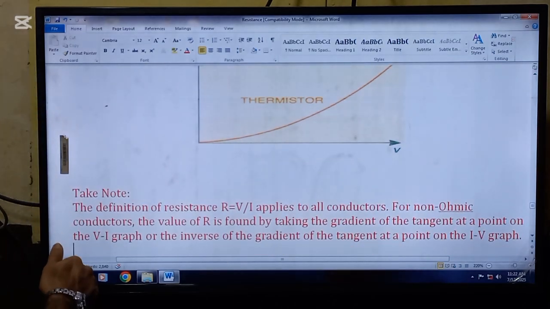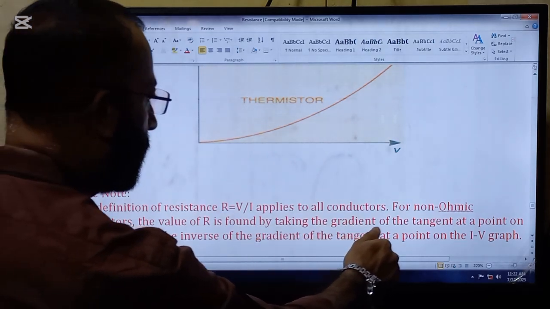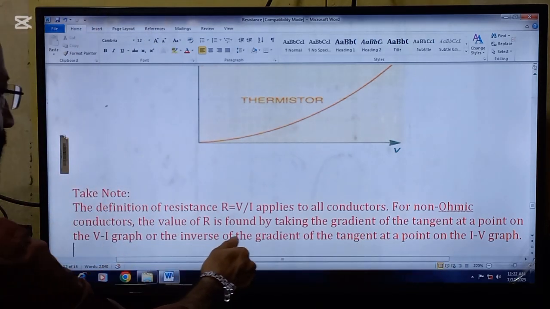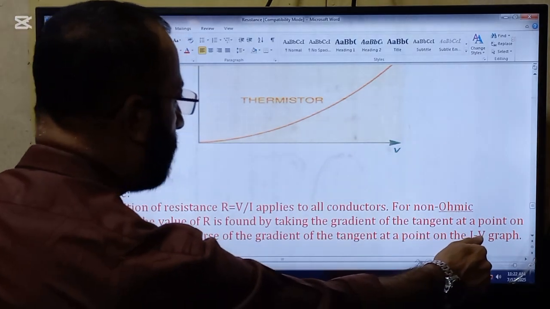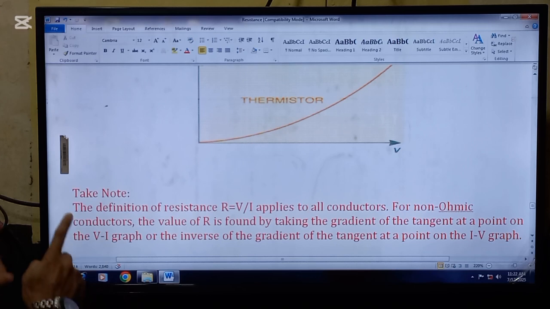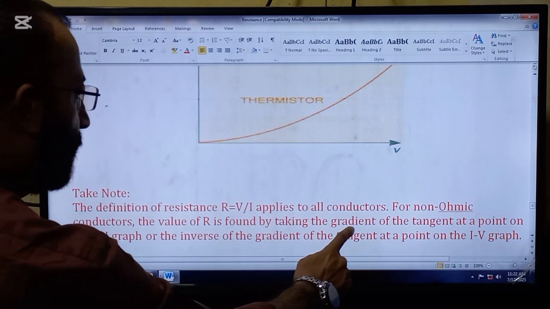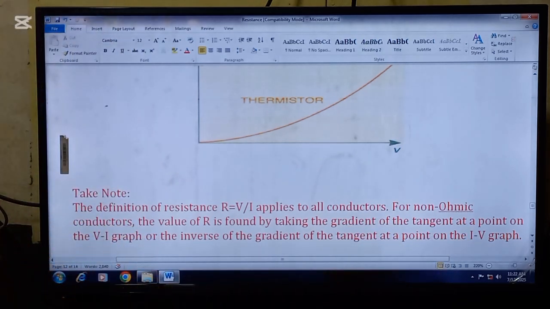Take note, the definition of the resistance, R equals V over I, applies to all conductors. For non-ohmic conductors, the value of R is found by taking the gradient of the tangent at a point on the V-I graph. So this will be the method to find the value of R, by taking the gradient of the tangent at a point on the V-I graph.